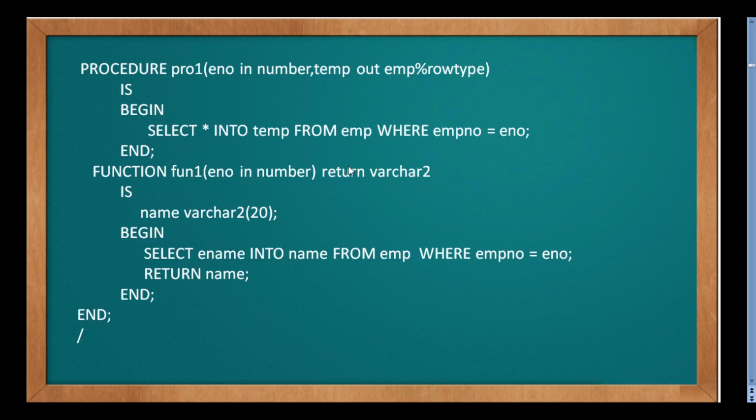Coming to the procedure PRO1. In PRO1, I want to pass two parameters. One is an IN parameter and the next one is an OUT parameter. One is e_number and the other is temp, which is a %rowtype record variable for the employee record. Begin, select star into temp from emp where employee_number equals e_number.